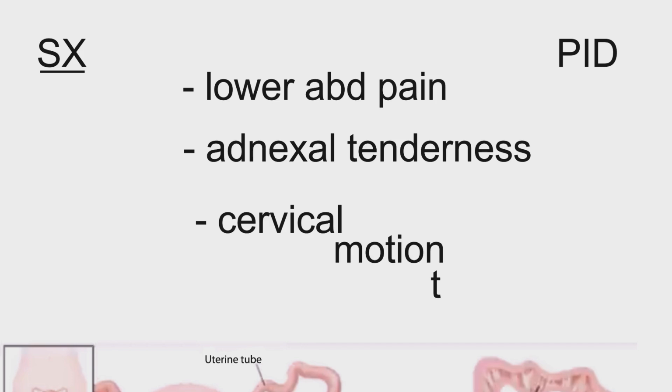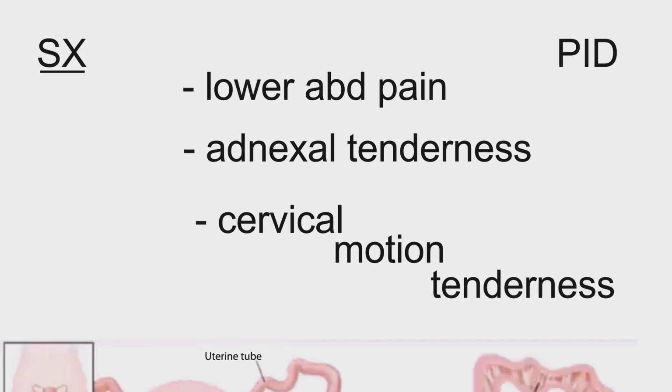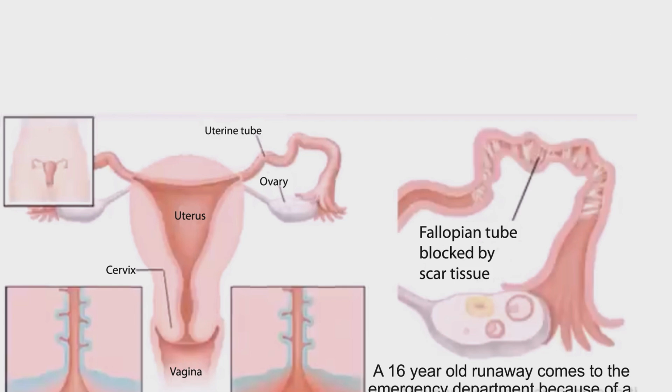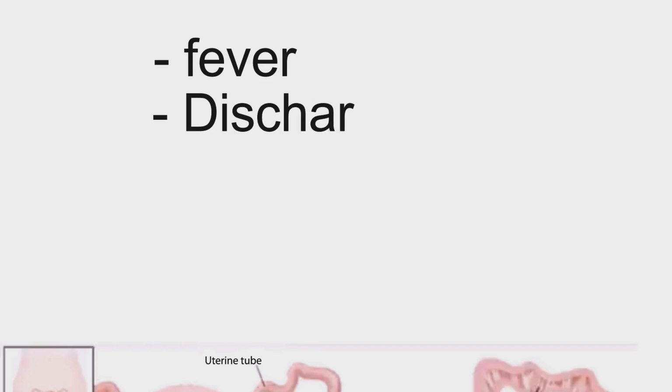This is most likely elicited on physical exam, and what that really means is that during physical exam, when you insert a finger and actually move the cervix, that can cause pain. And other symptoms include fever, vaginal discharge, yellow-green discharge. A woman can also present with nausea and vomiting.